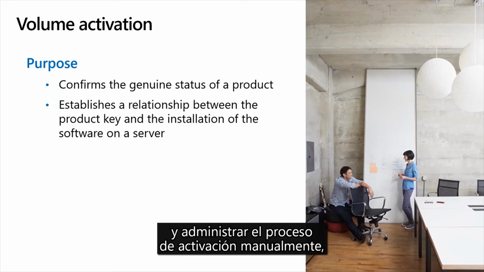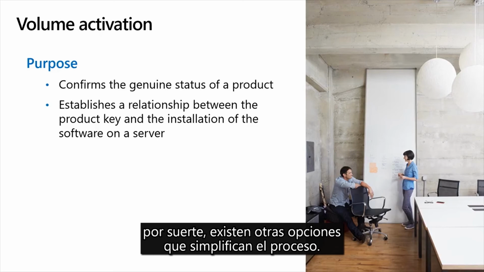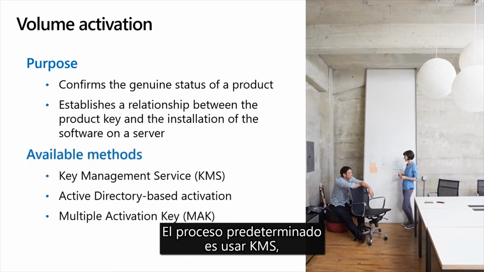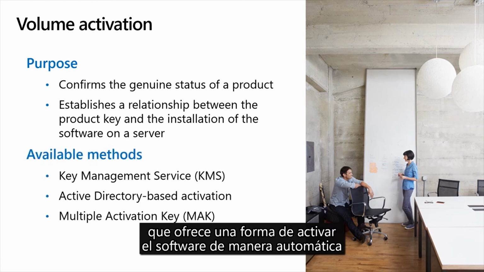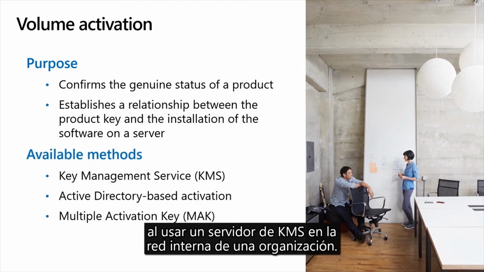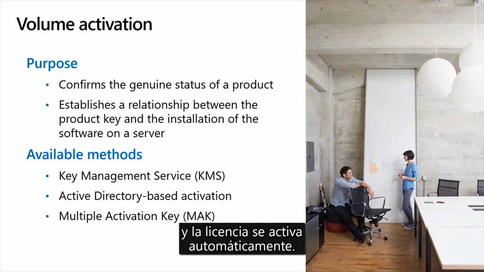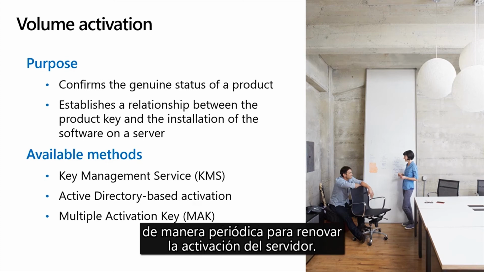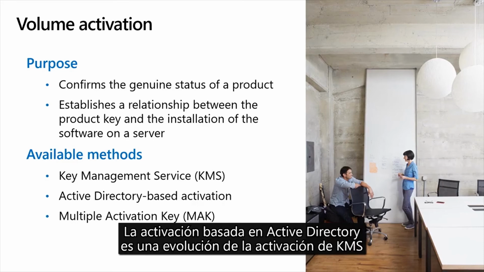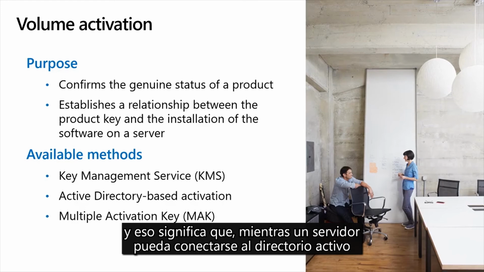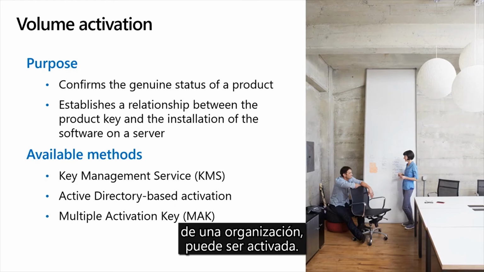Now, rather than members of an IT department having to manually supply activation codes and manage the activation process, there are, thankfully, some options to make the process simpler. The default process is using KMS, which provides a way to automatically activate the software using a KMS server on an organization's internal network. When Windows Server is installed, the server contacts the KMS server and the license is automatically activated. KMS activations are valid for 180 days, and the server periodically checks in with the KMS server to renew the server's activation. Active Directory-based activation is an evolution of KMS activation, and it means that as long as a server can connect to an organization's Active Directory, then it can be activated.